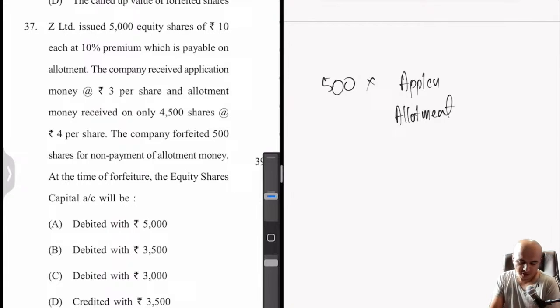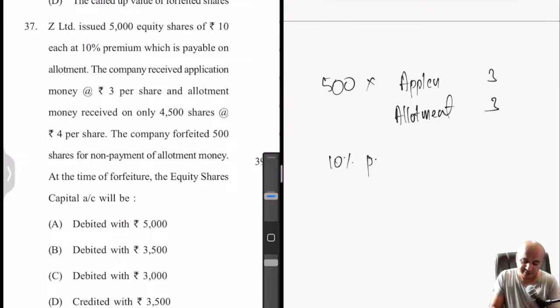So application money is how much? At rupees 3 per share. Allotment money is how much? Rupees 3 once again. How do we get 3 now? We just now saw it is 4. Why am I writing 3? Very simple. All that we need to remember is allotment money also includes some percentage of premium. So what is the percentage of premium?